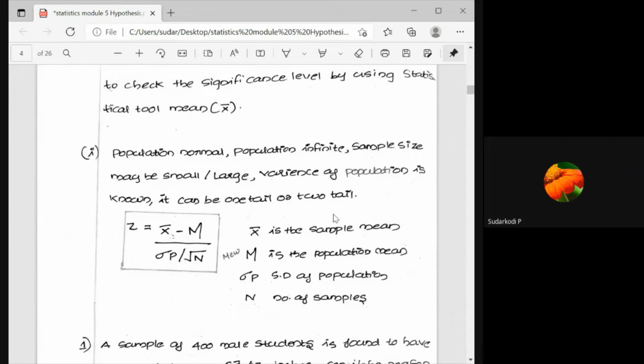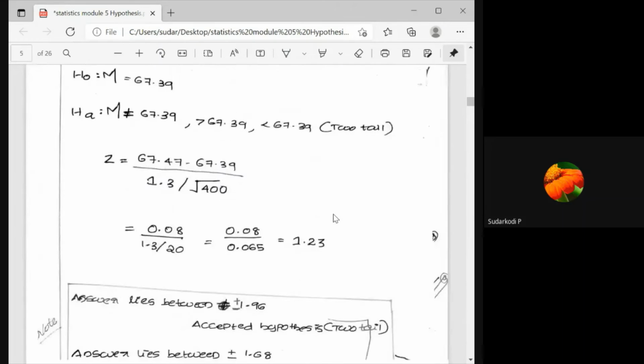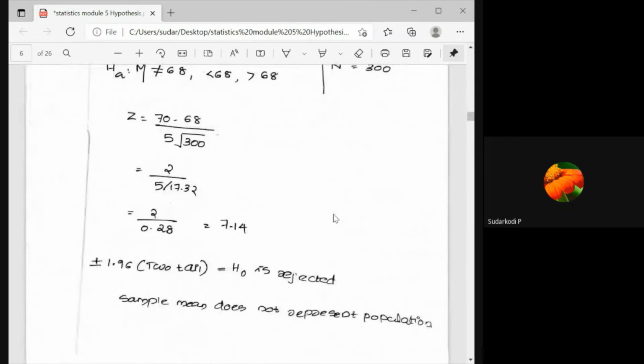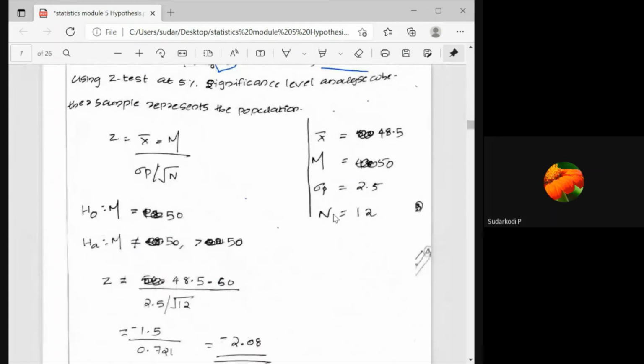But if you know about the population, you know what the population size is. Suppose you are doing a survey in a college. So you know what the strength of the college students is, right? How many students are there? So when you know the population size, when the population is finite and countable, then your Z-test formula becomes the second formula in Z-test. You can note it down.